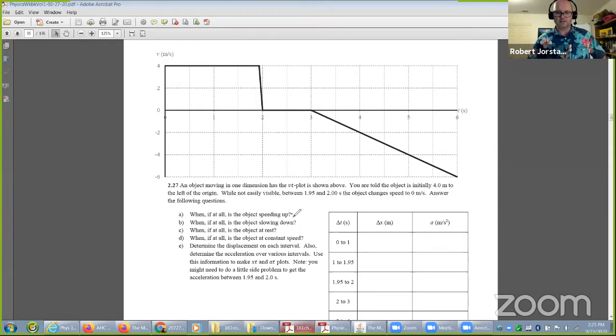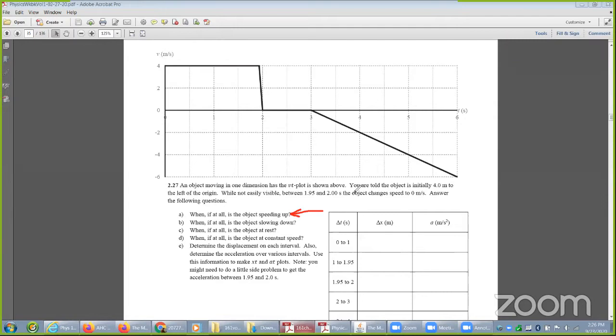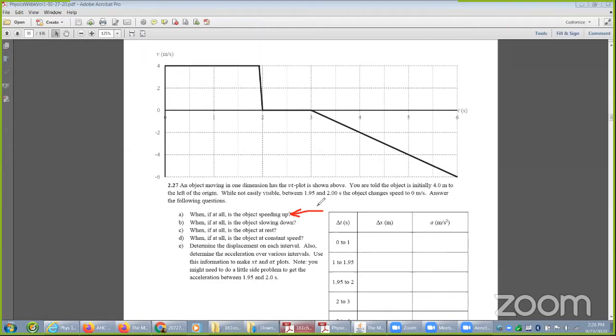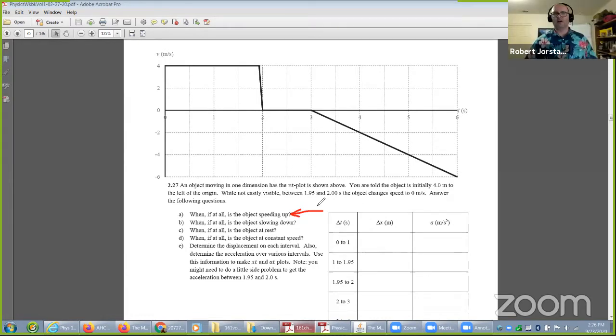When is the object speeding up? Any thoughts, or is it not? Okay, and what makes you think that? If you could give me some thought process, just so I have an idea. At some point on the graph, you don't see any sort of upward movement. Okay, that's a good thought. It turns out that's not right. Shocking, right? All right, good guess.